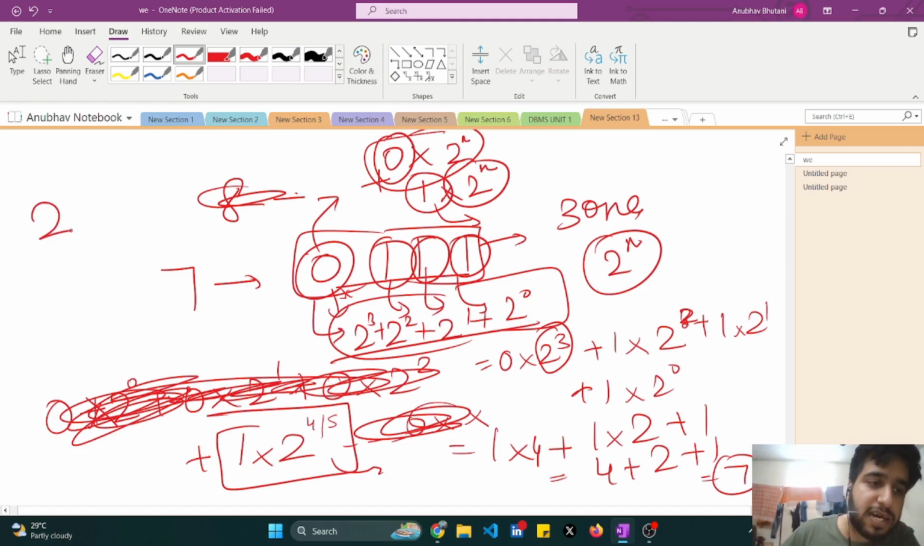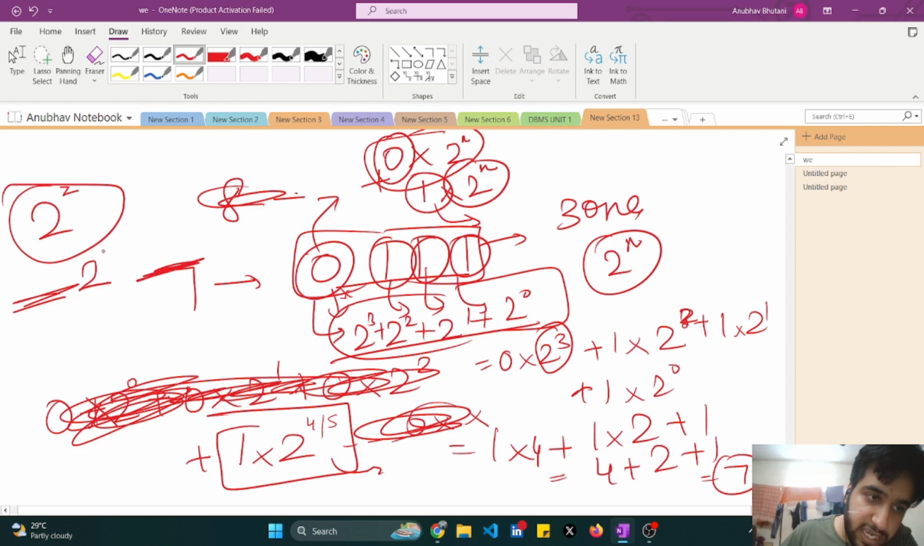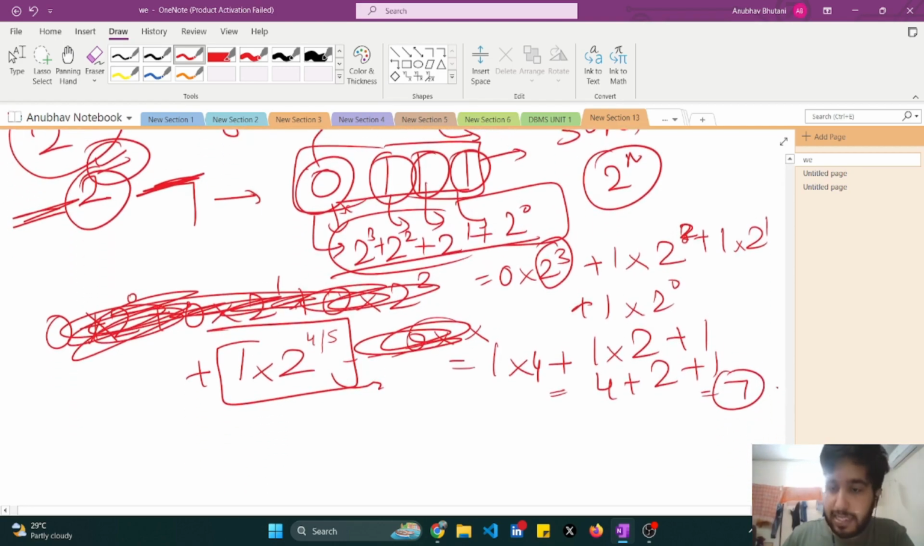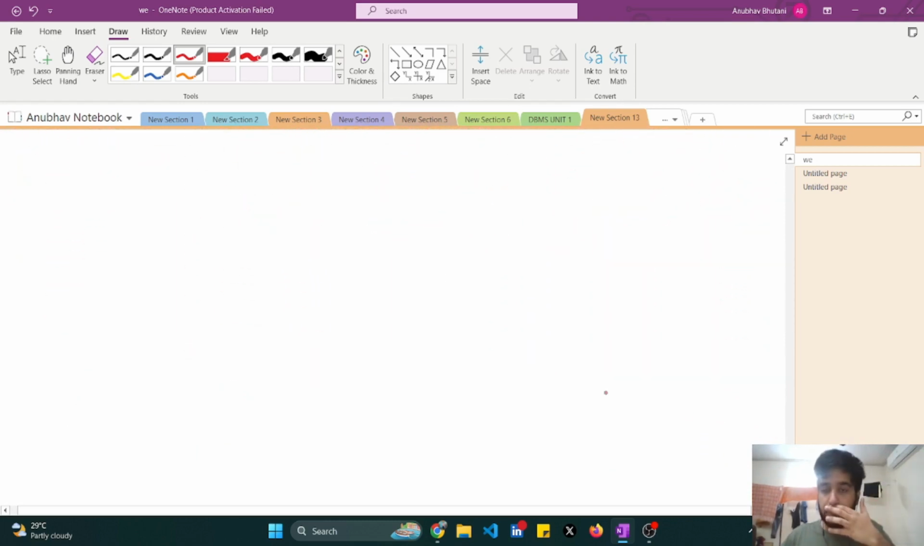So it becomes a power of 2. Because if everything else becomes 0, then there is only one digit, and that is 2 raised to power something, 2 raised to power 4, 5, or any number it can become. So this can be a power of 2.